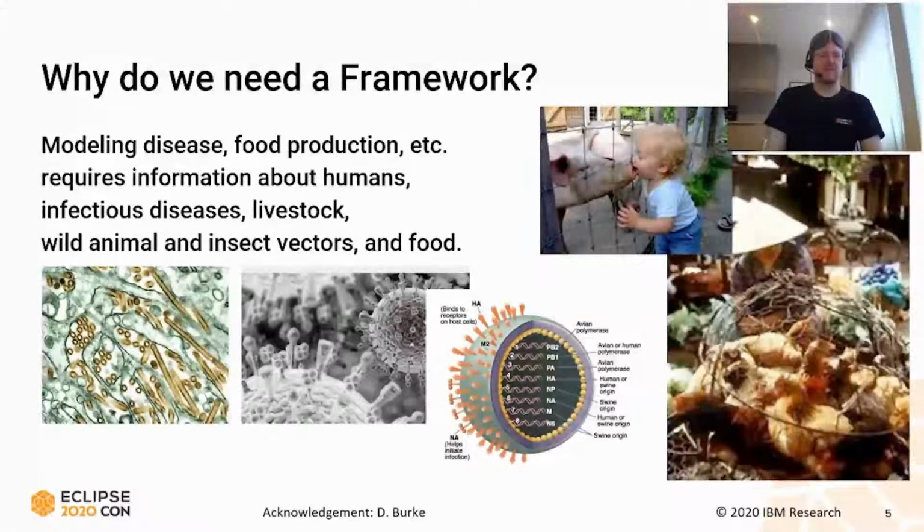To model such disease outbreaks, you need a framework that has information about humans and other species, infectious diseases, and vectors like insects or other types of infection, and also food that people eat in some cases. For example, the so-called mad cow disease that was spread from eating meat.